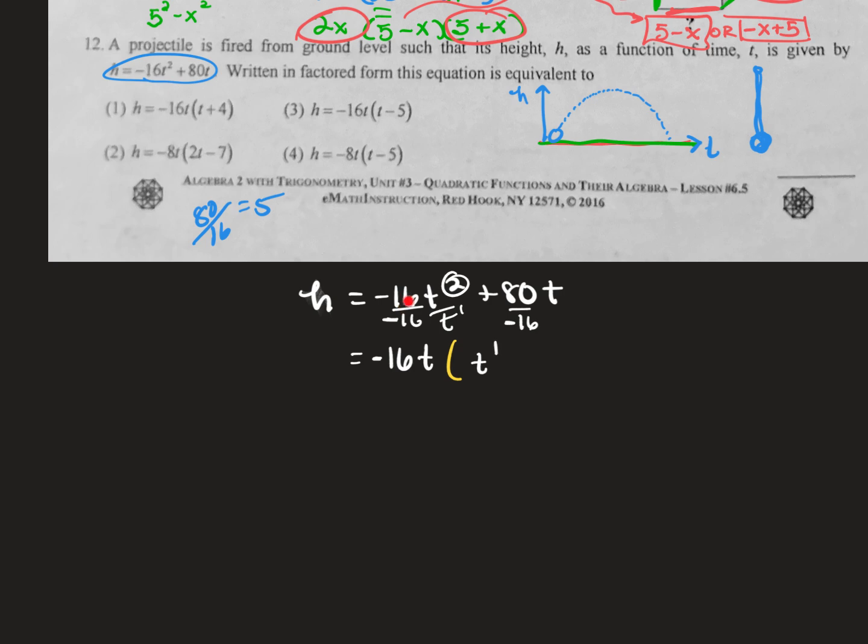This is going to be a positive now. Negative over negative is positive. 16 over 16 is 1. And this t to the first, I'm not going to show the 1. And then my last one, 80 divided by negative 16. So it comes out to not just 5, but negative 5. And that t is gone because I have divided away the t, if you recall. I had to take that one out as well. All right, so we got it factored. So negative 16t times the quantity t minus 5. There he is. We found him.